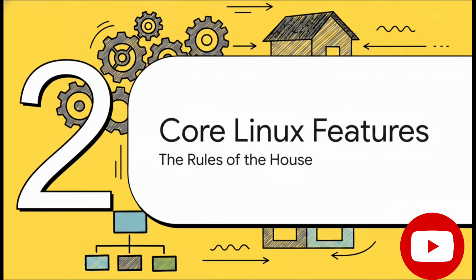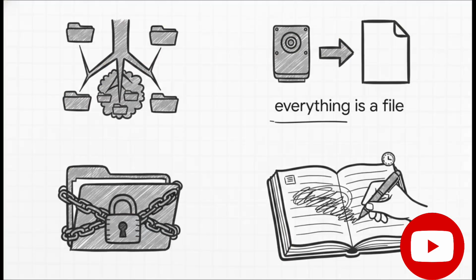Section 2. Core Linux features. The rules of the house. Now, Linux operates on this really radical, actually kind of beautiful philosophy. Absolutely everything is treated as a file. A text document? Yep, file. A directory? File. Your webcam? Believe it or not, also a file. And this entire structure grows out of a single root directory, like a giant tree.